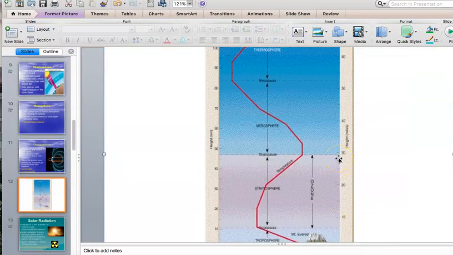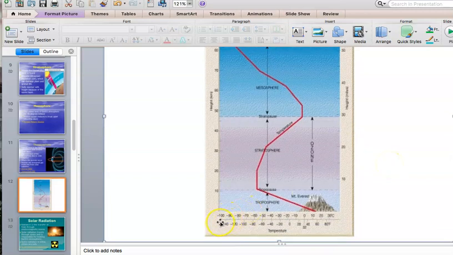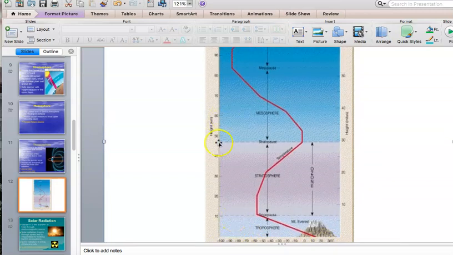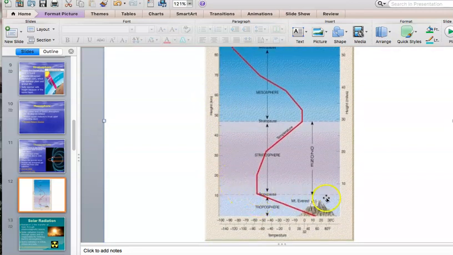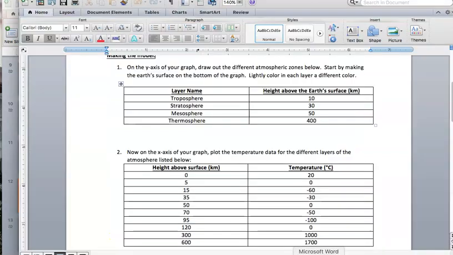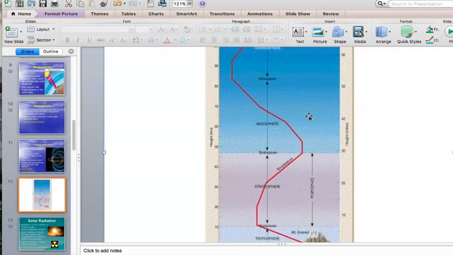So if I pull up my PowerPoint that I'm going to be using for this unit, this is really what it's going to look like. Temperature is going to be on your x-axis, height or altitude on the y-axis, and then we're going to be plotting each layer. So if we look back to our Word document, you're going to see how many kilometers the troposphere ends, how many kilometers above the Earth's surface the stratosphere will end, in the mesosphere and thermosphere. So you're going to take wherever you see 10, 30, 50, and 400 kilometers and draw a horizontal line across to dictate where each layer of the atmosphere is going to end.